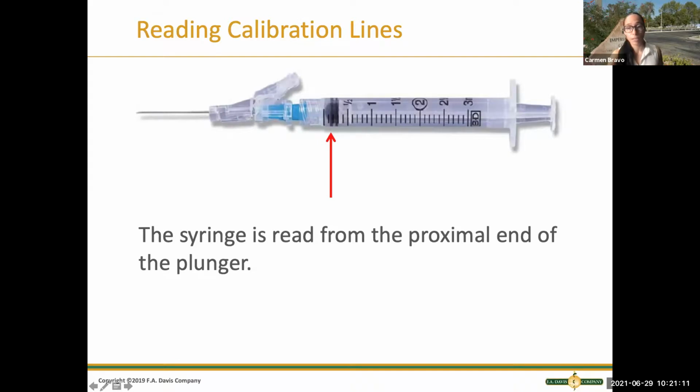So how do we read the calibration lines? It depends on the type of syringe that we have, and they're normally based on the volume. You see the plunger, and you see the rubber area right here. So you are going to read from the proximal end of the plunger. The proximal end is this one. The distal end would be a little bit more to the right. You don't want to start counting there, because there is a calibration line in between them both. If you read by the distal, which is the furthest, then you will probably give more medication than what you're supposed to. So you always have to read by the proximal, okay? That's where the end of the plunger would be.